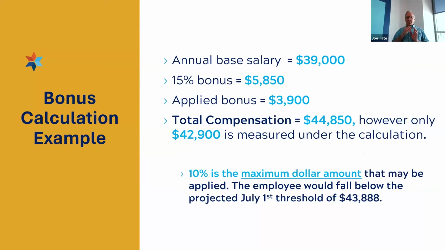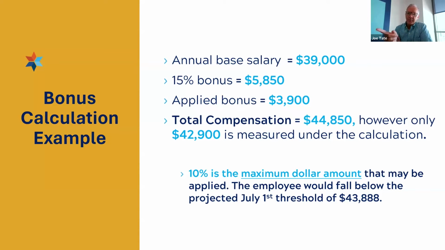So here's the example. You have an employee, and we're gearing up, and we know that July 1st that number is going to move up to $43,888, or we think it might. Sorry to be nondescript, but it might change. So the employee's annual base salary today is $39,000, and that employee gets a 15% bonus. At the end of the year, let's say it's annual, they get $5,850. They achieve the full bonus of 15%.